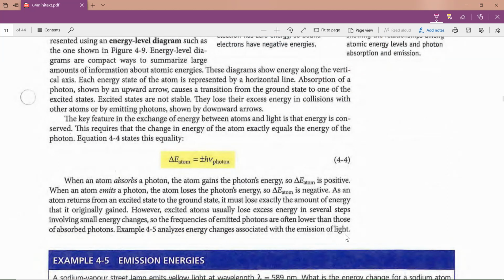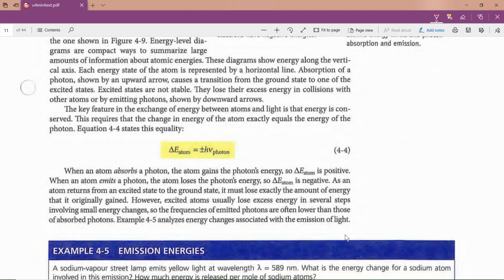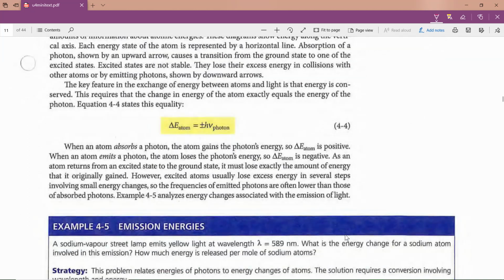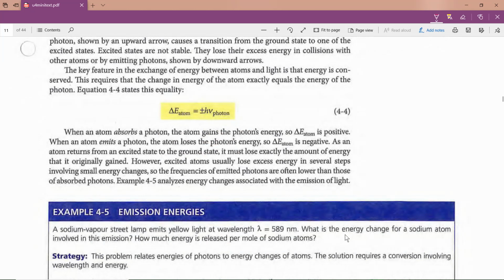And excited states don't stay as excited states. They want to lose energy. They lose their excess energy in collisions with other atoms or by emitting photons. Oh, that's where the heat loss came in, just by colliding with other atoms.